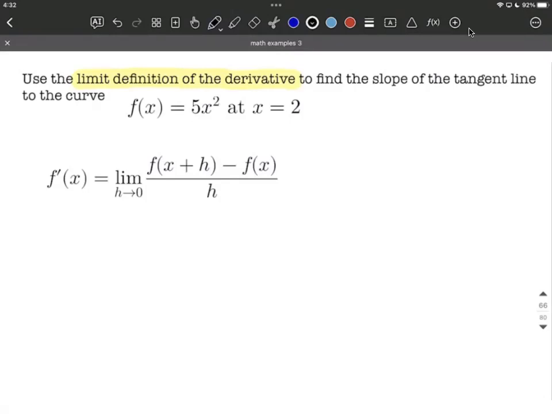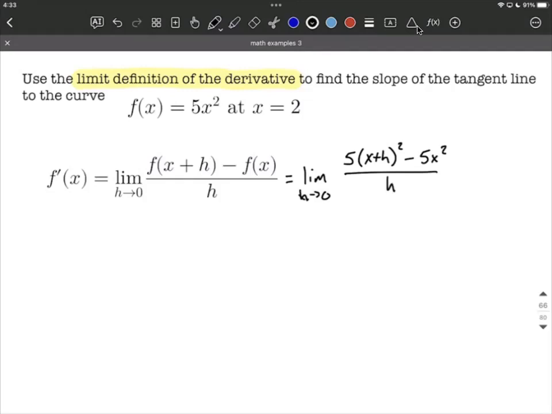So the first thing I'm going to do is use our limit definition there, and I'm going to fill in first with x's. So limit as h approaches 0. I'm going to go f of x plus h, the first component in the numerator, is where we replace x with x plus h. So it's going to be 5, instead of x being squared, it's going to be x plus h squared, minus f of x can be replaced with the right-hand side, 5x squared. This is all still over h at this point.